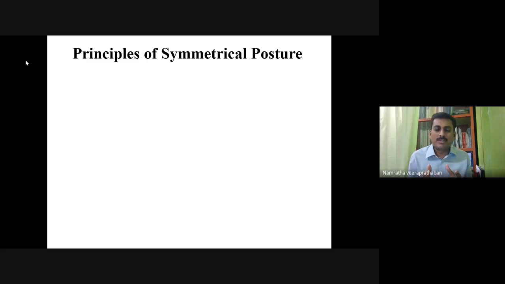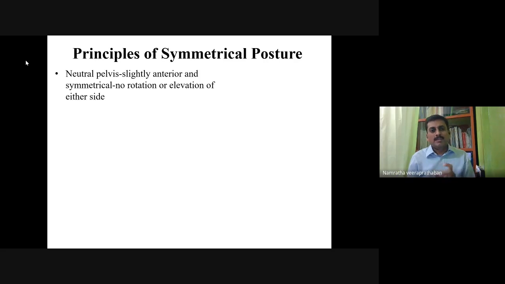All right. Once you know what is symmetrical posture, it is easy to know what is asymmetrical posture. Our body is made up of a lot of segments like head and neck, the shoulders, the trunk, the pelvic, and the thigh, knees, lower legs, and ankle. Each segment has its own symmetry. In the previous slides, we have seen that the pelvic is the key. So let's begin with the pelvic. What is the symmetry for the pelvic? It has to be slightly anterior, with no rotation or no elevation of either side. So this is the symmetry for the pelvic.